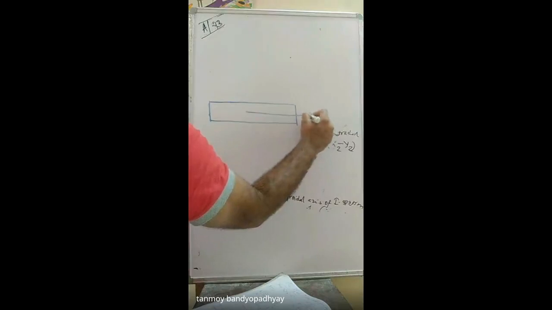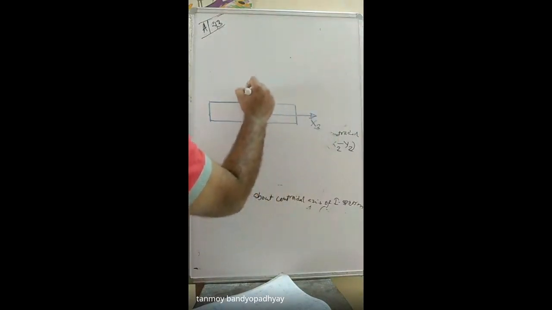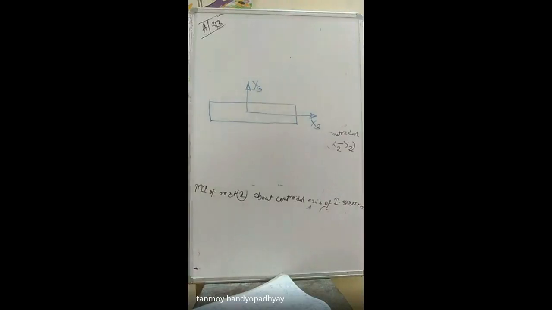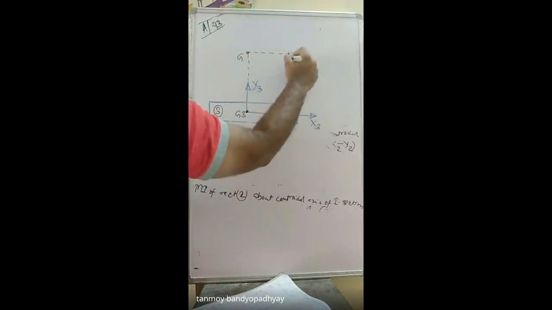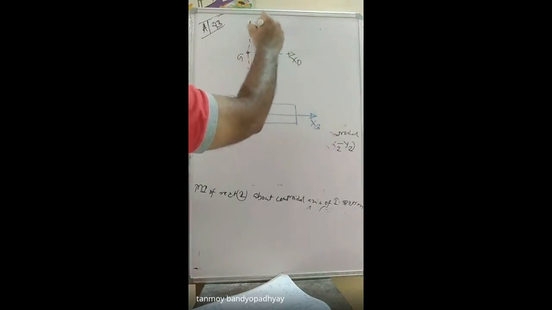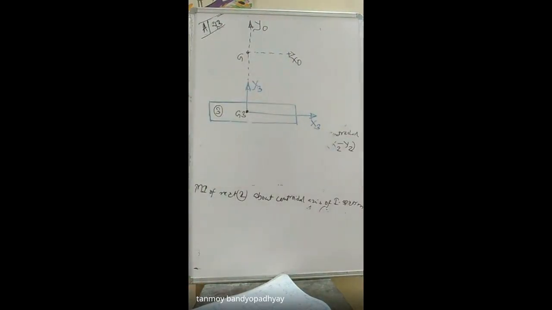So this is the local axis system we are defining. We are calling it x3, y3, and this is G3. So what was G3? G3 was the centroid of rectangle number 3, and this G is the centroid of the entire I section. So x3, y3 is the local coordinate system for rectangle number 3, and G is the centroidal axis of the entire I section. So this is understood?